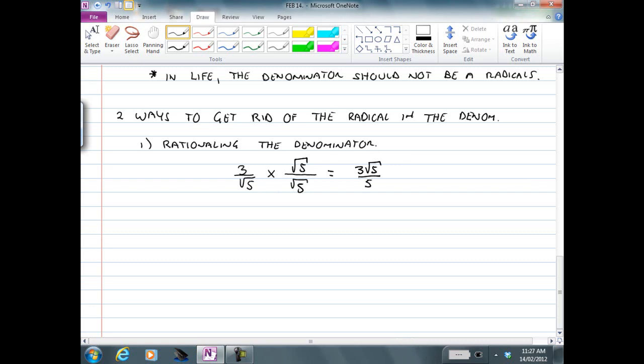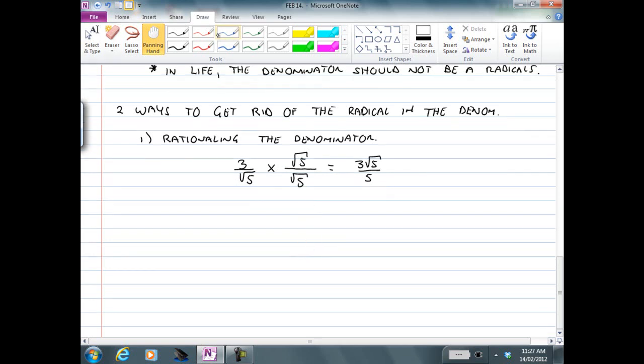Very nice. Or here's another way. Remember what I said? When you multiply a root times a root and it's the exact same thing, the square root says bye-bye. So this is your final answer, and this is how you leave it. See? The square root on the bottom is gone, and you're just left with that.